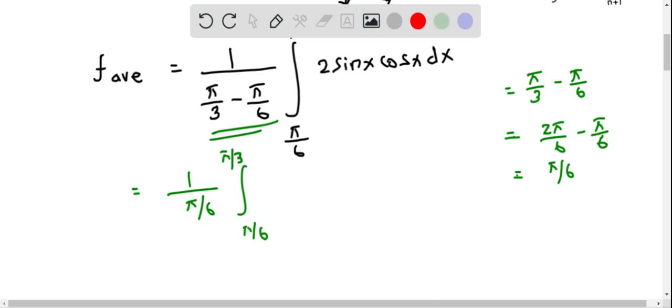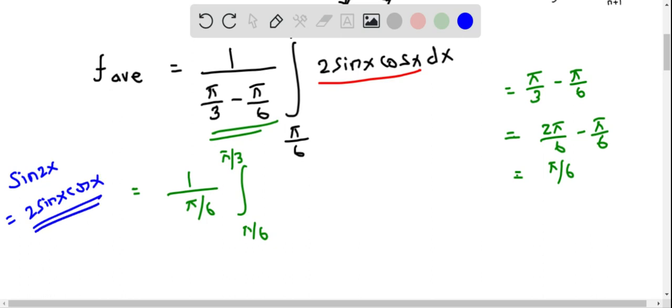I'm also going to rewrite this expression 2 sin x cos x using the double angle identity for sin x. That is, sine of 2x equals 2 sin x cos x. So therefore, we can write 2 sin x cos x simply as sine 2x. So let me put sine 2x, then we have dx. We just have to integrate sine of 2x within the limits pi by 6 to pi by 3.